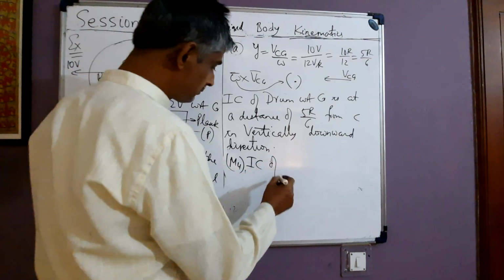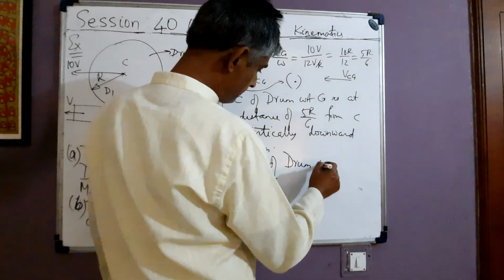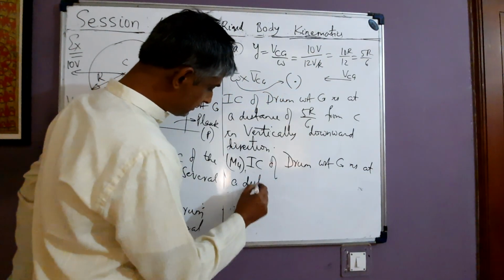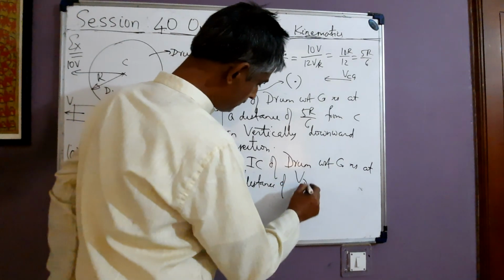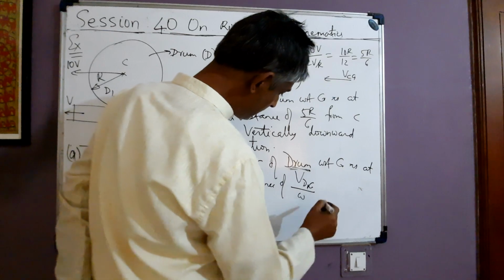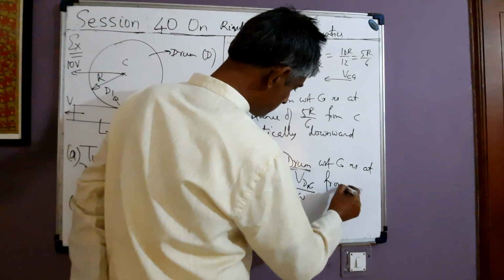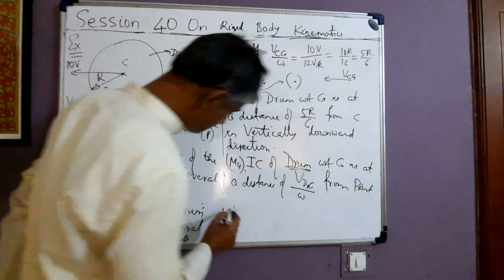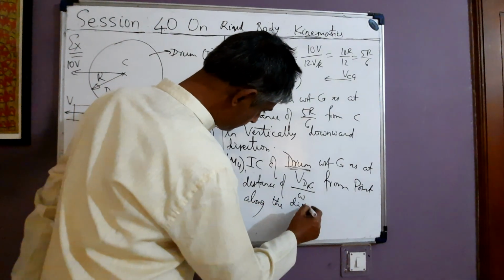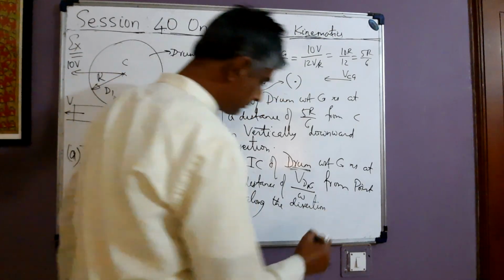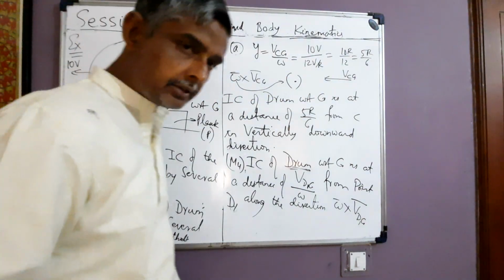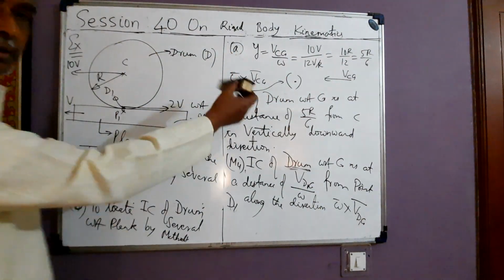IC of drum with respect to ground is at a distance of VD1G by omega from point D1, along the direction omega cross VD1G. Okay, fine.